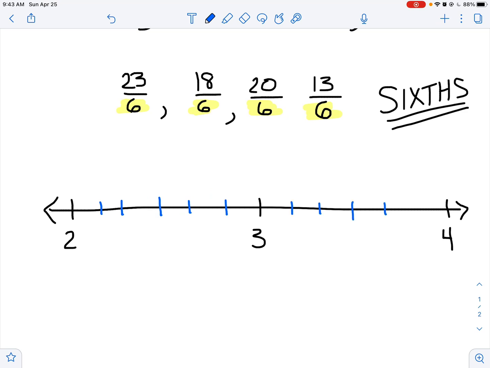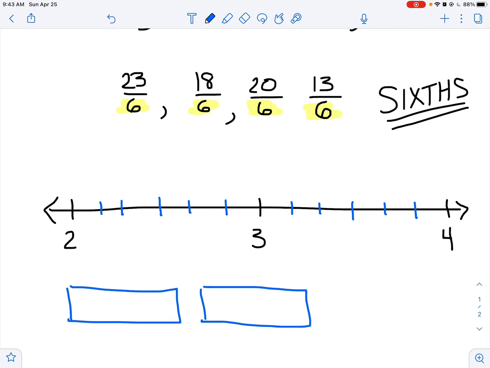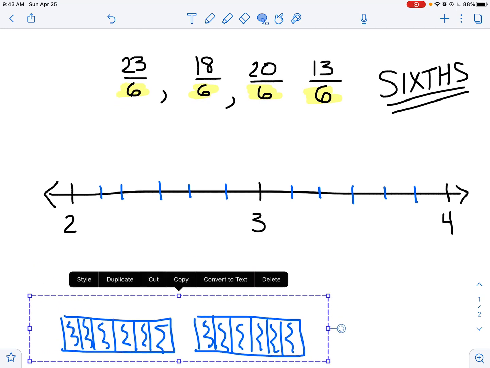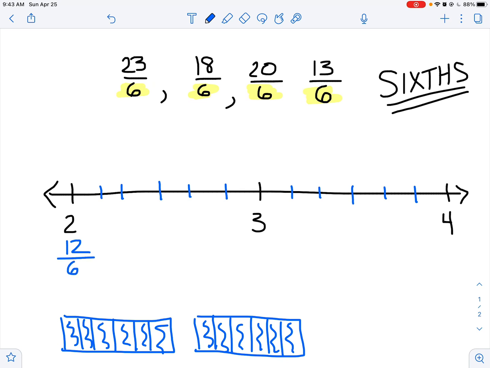Okay, so I'm putting my hash marks in. That's a given. You must do that step. Okay, and you should label your first whole number with an equal fractional unit. So how many sixths does it take to make 2 wholes? Well, again, if you need to draw a little picture, here's 2 wholes. If I divide each of them into 6 equal parts, how many sixths do I have? 1, 2, 3, 4, 5, 6, 7, 8, 9, 10, 11, 12. So I know that right here is equal to 12 sixths.